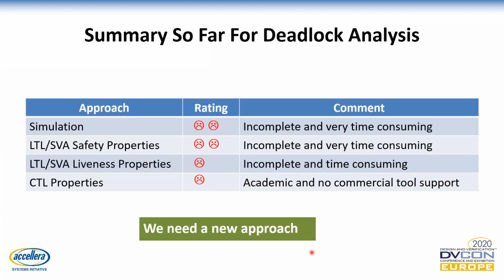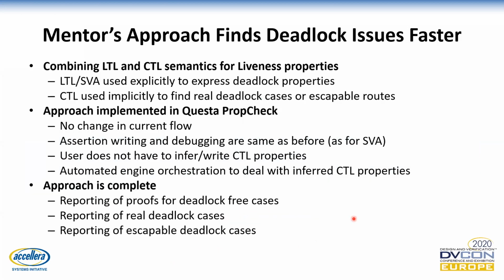If I summarize so far, the approaches that we have seen: simulation is incomplete, safety properties are incomplete and very time consuming, liveness properties are also incomplete and time consuming. CTL could do the job, but is not supported. So we need a new kind of approach. And this is what Mentor did. Mentor added to its Questa PropCheck formal tool a new unique capability. They combine LTL and CTL semantics for liveness properties.